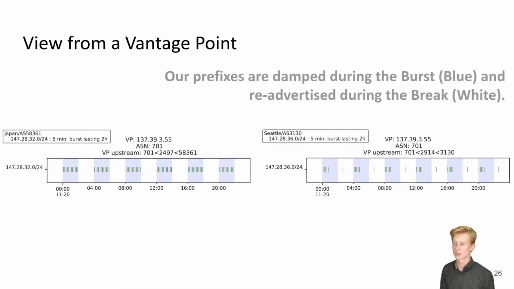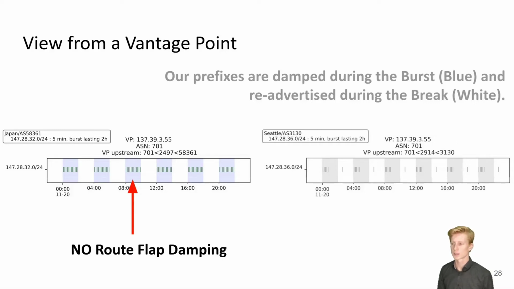What you see in these plots are the views from a single vantage point of 2 different paths. Each vertical green line is an announcement. So we are the route collector, and the plots show when we receive announcements for a specific path for this specific peer. The blue areas are the bursts, and the white areas are the breaks. The left plot shows received announcements throughout the entire burst. Everything looks normal. This is what we expect when route damping is not deployed on a path. This is basically exactly what the beacon router is sending.